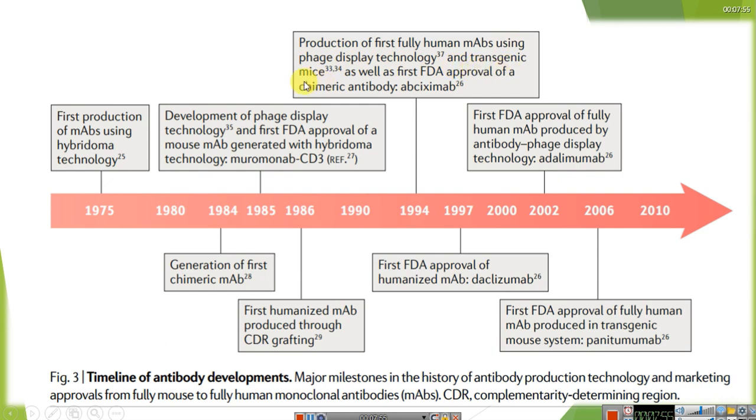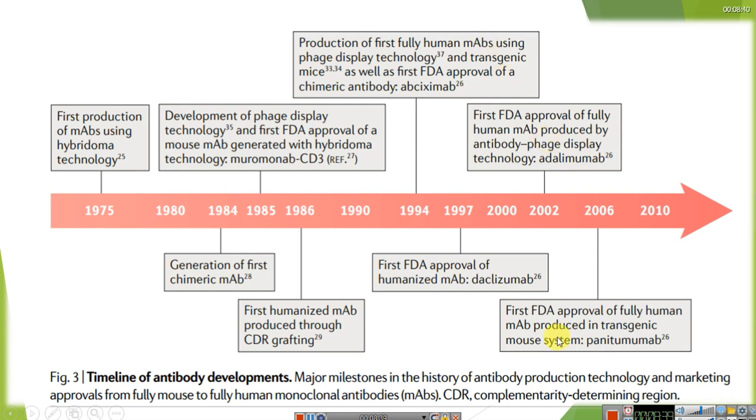And transgenic mice, as well as the first FDA approval came for the chimeric antibody, that is abciximab. And in 1997, FDA approval for a humanized monoclonal antibody, daclizumab, came in. And in 2002, FDA approval for fully human antibodies produced by phage display technology was there. Adalimumab. It was the first human monoclonal antibody produced by phage display technology.